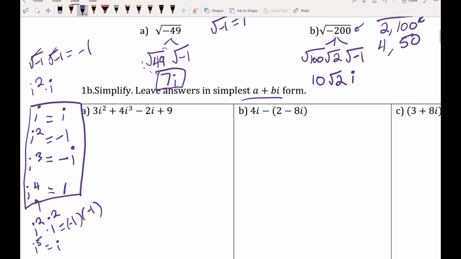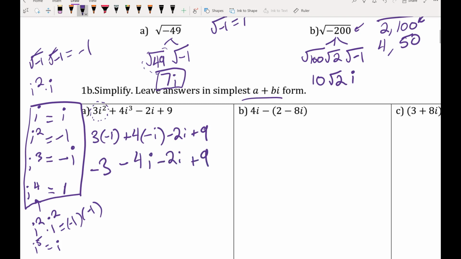For something like part A, if I'm trying to simplify this, 3 times i squared, I can replace as 3 times negative 1 plus 4. I know that i cubed is the same as negative i, minus 2i plus 9. If I simplify a little bit, 4 times negative i is negative 4i minus 2i plus 9. When I combine my like terms, I'm going to put my i terms in the back. So negative 4i minus 2i is negative 6i, and negative 3 plus 9 is 6.